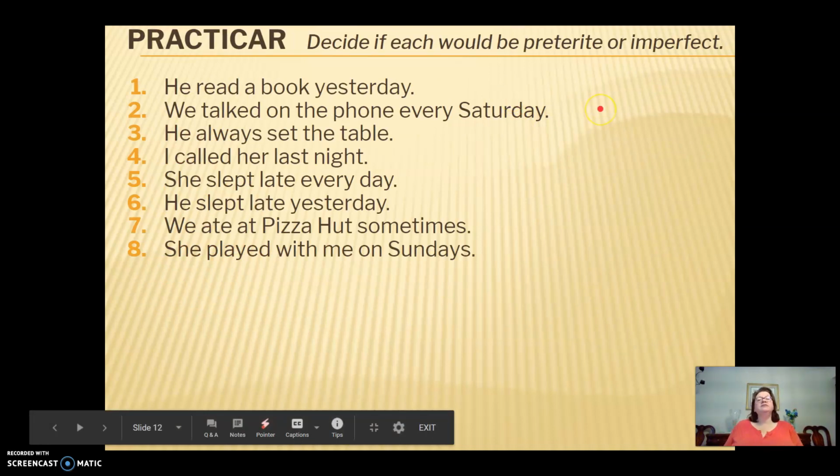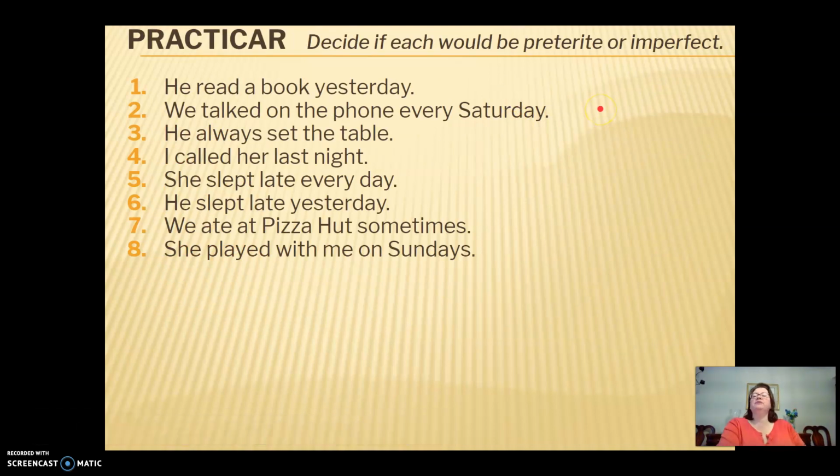So let's decide, would this be the preterite or the imperfect? So number one, he read a book yesterday. Does that imply that it happened a specific number of times? Does it imply that it happened over and over again? Well, the word yesterday is that trigger that says, oh no, it was a one-time thing. So that is definitely the preterite.